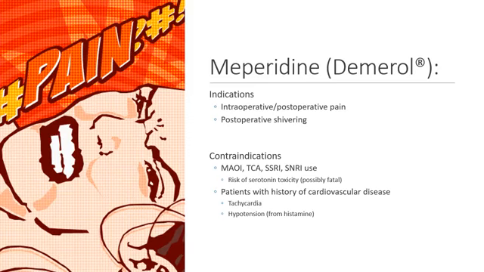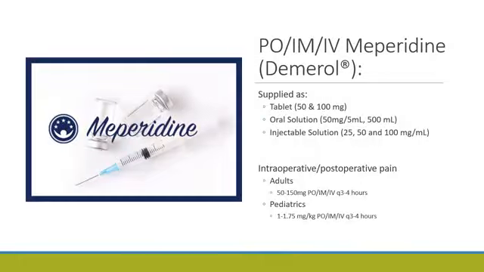Also, patients with a history of any sort of cardiovascular disease, myocardial infarction, coronary artery disease, etc., because of the atropine-like effects that we see with Demerol, we're going to get an increase in tachycardia, and then we're potentially going to get some hypotension. And those two in combination are really not ideal for patients with a history of cardiovascular problems. As far as PO, IV, or IM dosing, you can see the dosing for Demerol down below as far as the intraoperative or postoperative pain. Usually it's 50 to 150 milligrams every 3 to 4 hours.